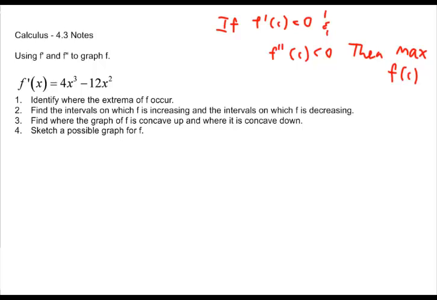And so we've got the derivative f prime of x. So let's go through and find out what f double prime of x would be. And that would be 12x squared minus 24x.